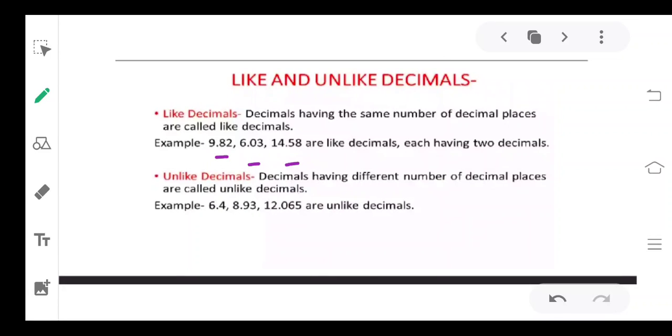Now unlike decimals: decimals having a different number of decimal places are called unlike decimals. 6.4 has only 1 decimal place. 8.93 has 2 decimal places. 12.065 has 3 decimal places. So we call them unlike decimal numbers.